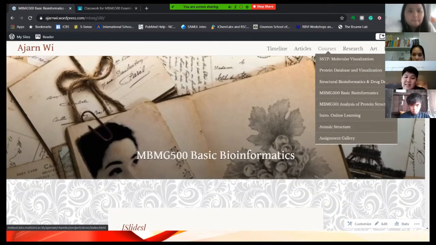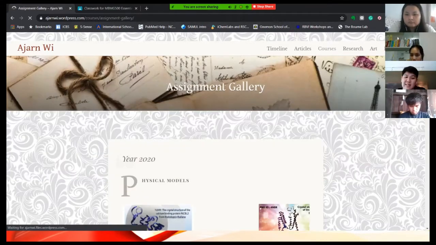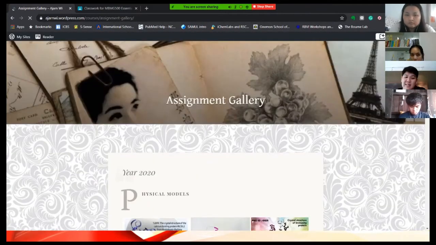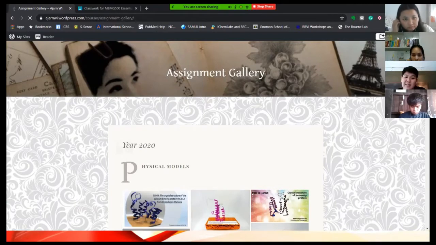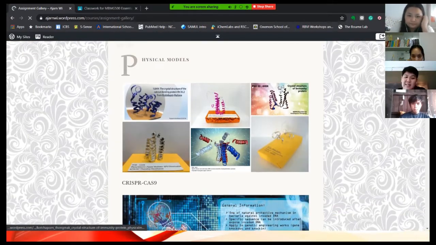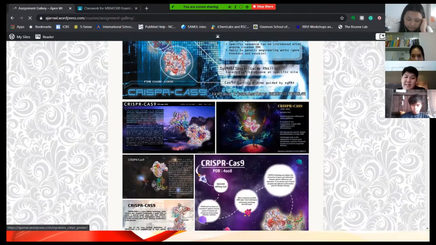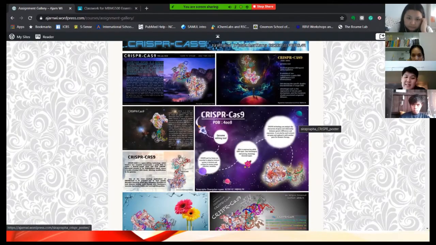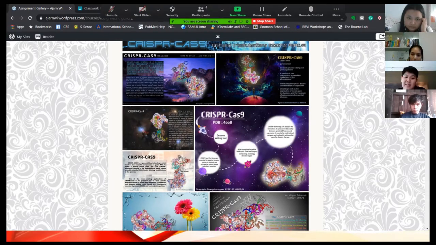I also have the assignment gallery, which I taught over the years. If you come to the class, we should have a lesson to make a physical model of the protein and make some CRISPR-Cas9 poster. That would be in the next session. This session we will start with basic bioinformatics.